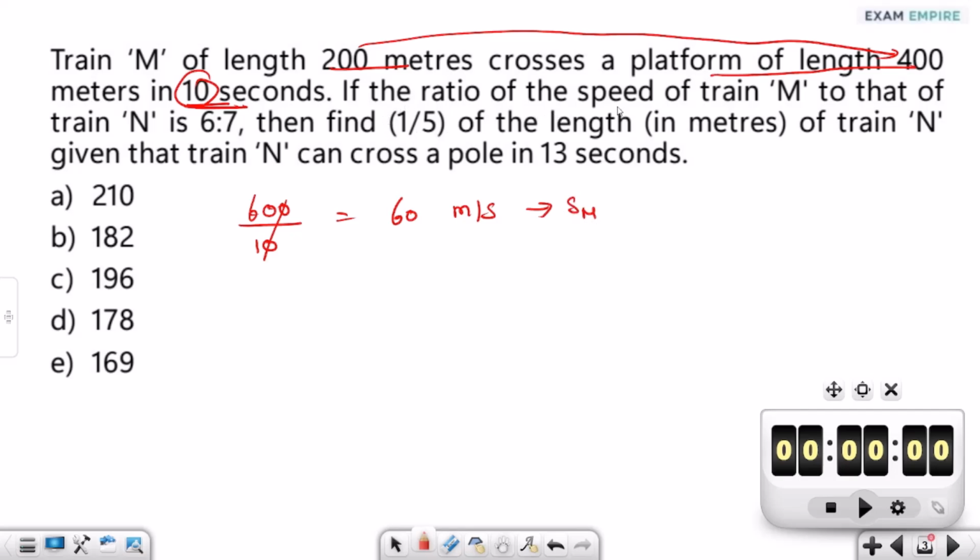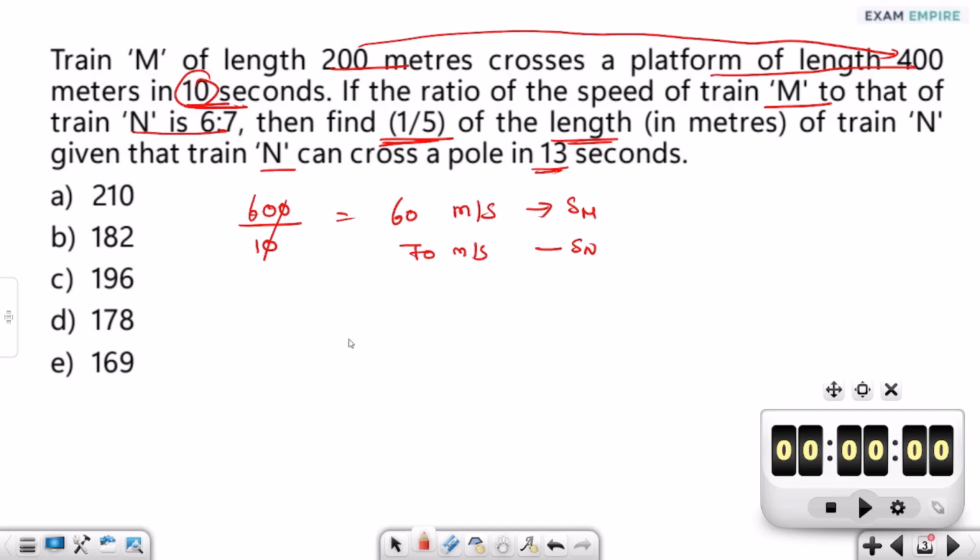If the ratio of the speed of train M to that of train N is 6 is to 7. So M and N is 6 is to 7. If 6 part is 60, then 7 part will be 70 meter per second. So this is nothing but the speed of train N. Then find 1/5 of the length of train N given that N can cross the pole in 13 seconds.